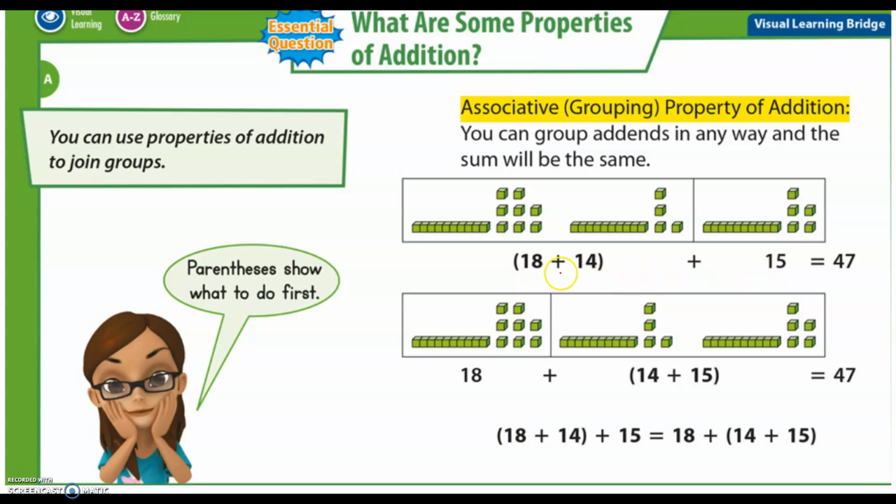Now I can do 18 plus 14 first and then add 15 and get 47, or I can even do 14 plus 15 first and then add the 18. So really it's just telling us we can add these addends in any order that we want and still get the same answer, or the same sum.